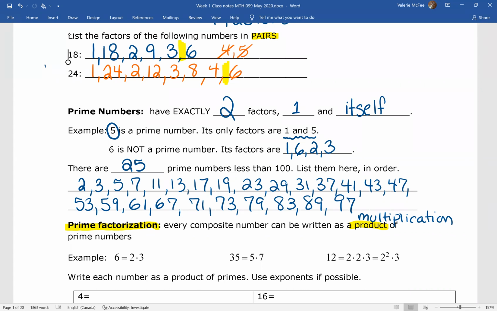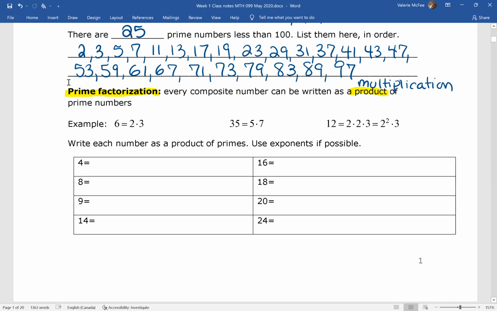35 can be written as the product of prime numbers 5 times 7. 12 can be written as the product of prime numbers 2 times 2 times 3, or even better, 2 squared times 3. Now you should be able to write numbers up to 100 as a product of prime numbers.